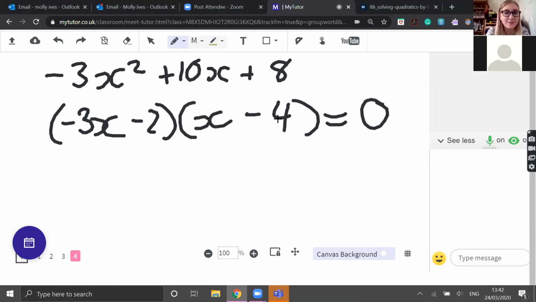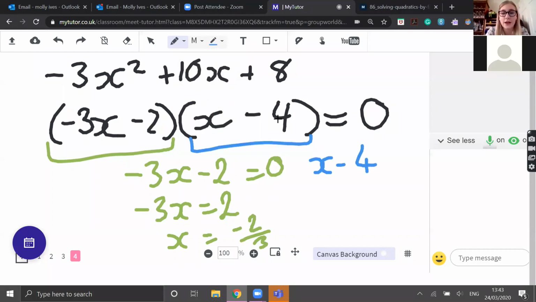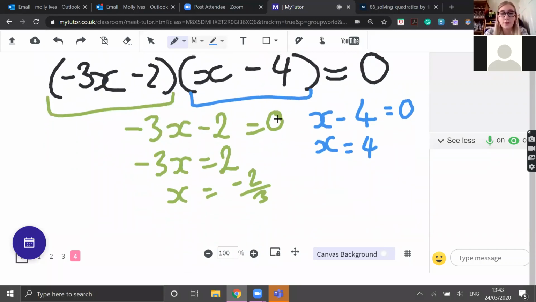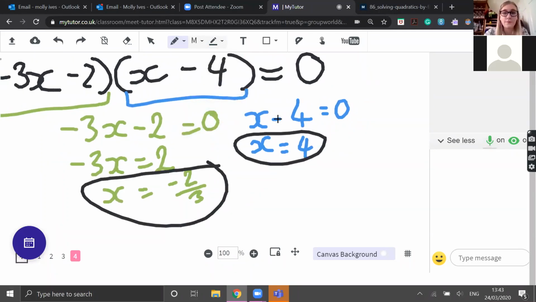So now we have to see, well, what makes this 0? And what makes this 0? Well, we can work that out. Minus 3x minus 2 equals 0. Take the 2 to the other side. And then divide by minus 3. So minus 2/3. Or what makes this 0? Well, this one's easier. This is more like our standard one. So when that equals 0, x equals 4. So here your solution is x is minus 2/3 or x is 4. That's a really difficult, like a level 8 or 9 question.